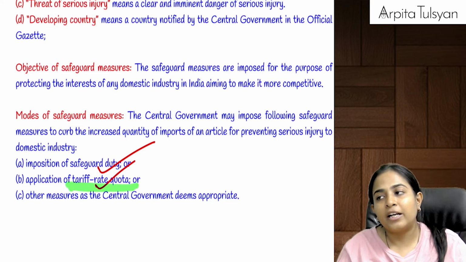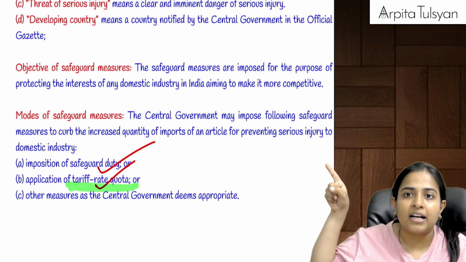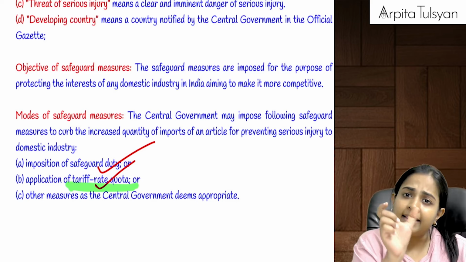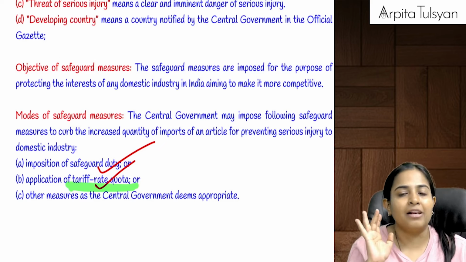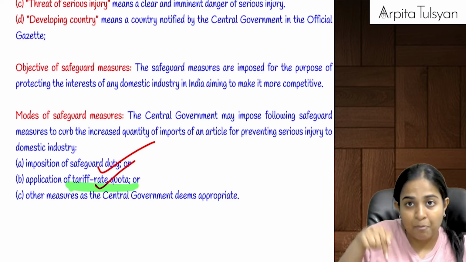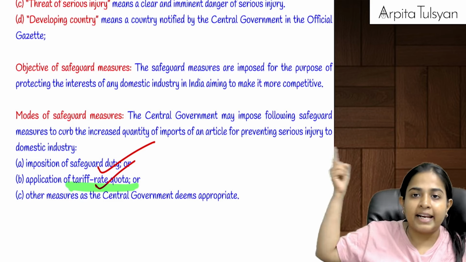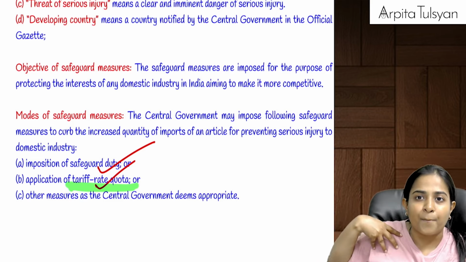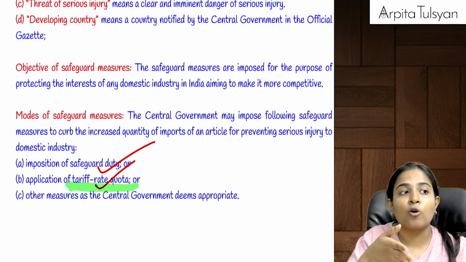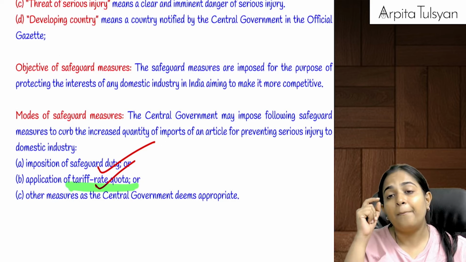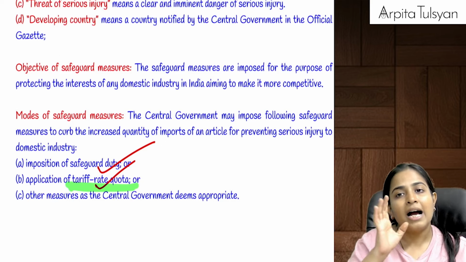Tariff rate quota is where the government tells the other country that if you are importing goods into India till this quantity, then it is acceptable. We will not levy any safeguard duty at the time of import for this importer. But if the other country is exporting more than this particular quota, then in that case the normal rate will also be applicable, plus safeguard duty will also apply.